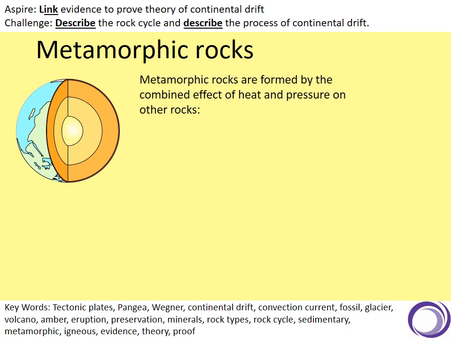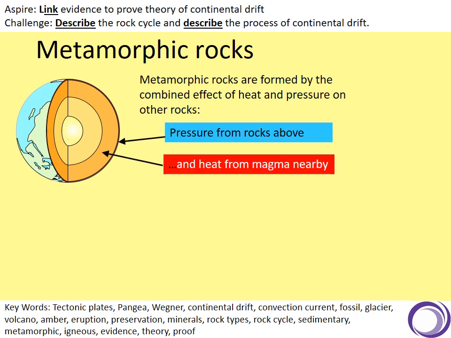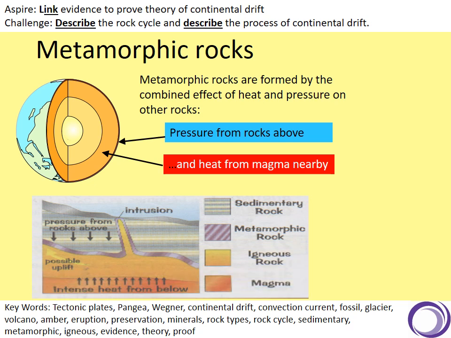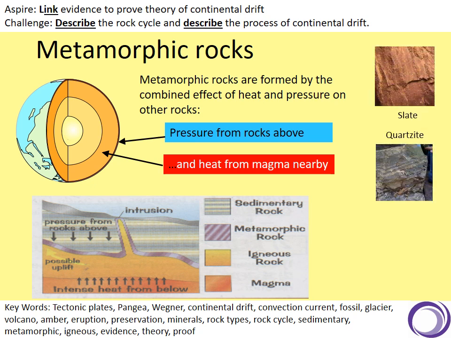With metamorphic rock, we need to remember that it's formed by a combination of heat and pressure on other rocks. So it can be pressure from rocks above and heat from nearby magma. And we know that all other types of rocks, sedimentary and igneous, can be turned into metamorphic rocks. And examples there are slate, quartzite and marble. And the typical characteristics, we often see those layers, but we rarely see fossils, and usually they're distorted.